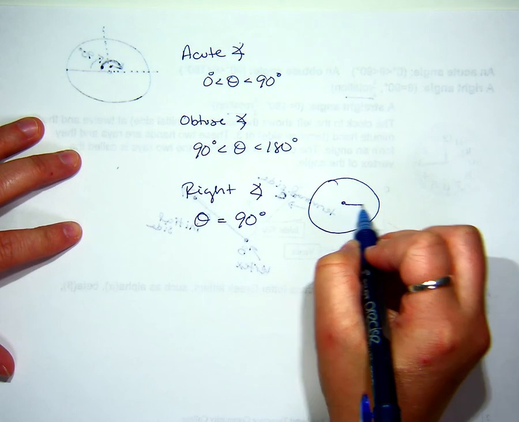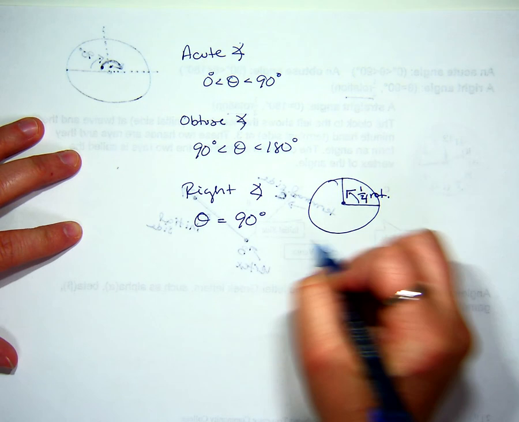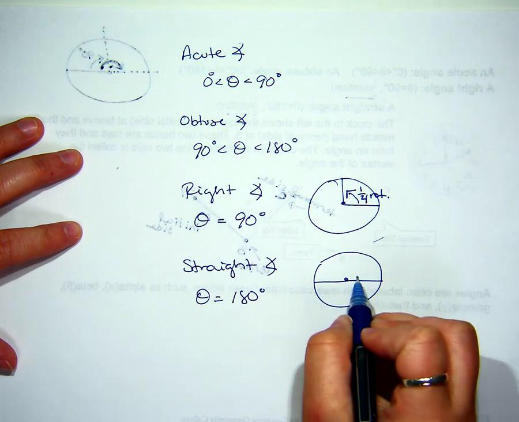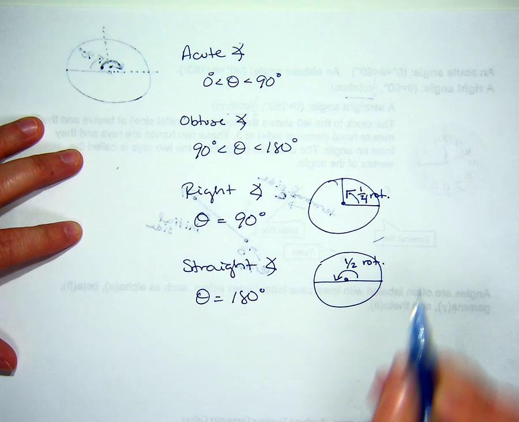Exactly 90 degrees is a fourth of a rotation around a circle. A straight angle is exactly 180 degrees, and that would be half of a rotation.